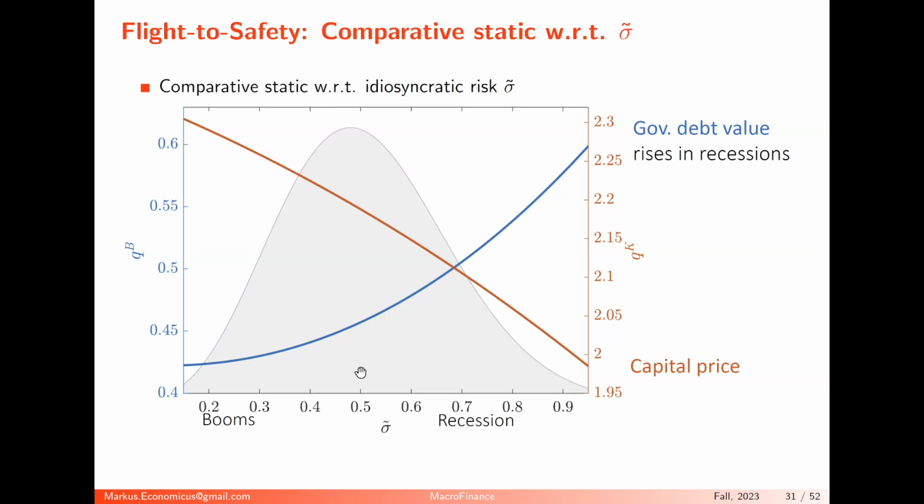Later, we will have this sigma tilde move stochastically around with aggregate risk. Then whenever we go into a recession and the sigma tilde goes up, actually the government bond will appreciate in value. Okay. And do you have an intuition why that's the case?